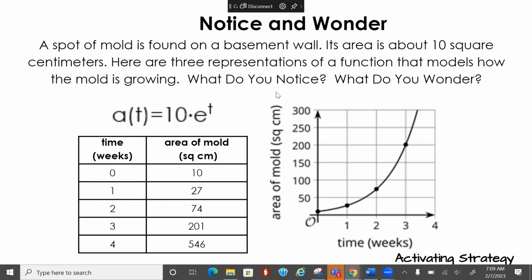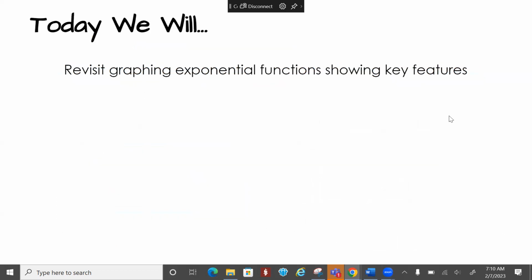Give me one thing that you see. Sekou, give me one thing that you see. The table and the graph. Yep. Okay, in the graph, what's happening? Okay, cool, great. That's all I wanted.